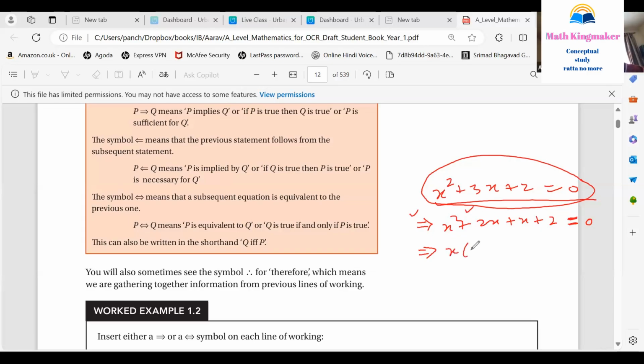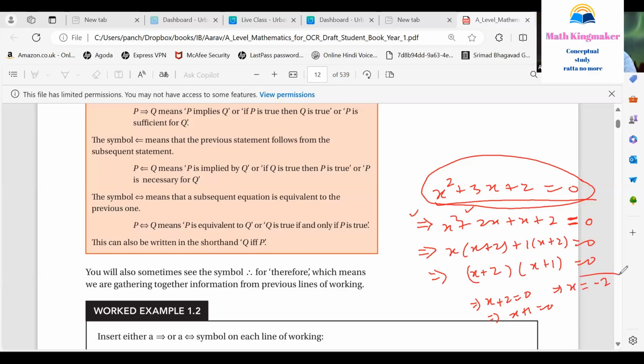So x plus 2 times x plus 1. We'll again use the symbol: x plus 2 equal to 0 and x plus 1 equal to 0. So from it x equal to minus 2 and from it x equal to minus 1. That is the correct way to solve these simple equations. But usually we don't write it, though that is the exact way, because that will connect you from the last statement.